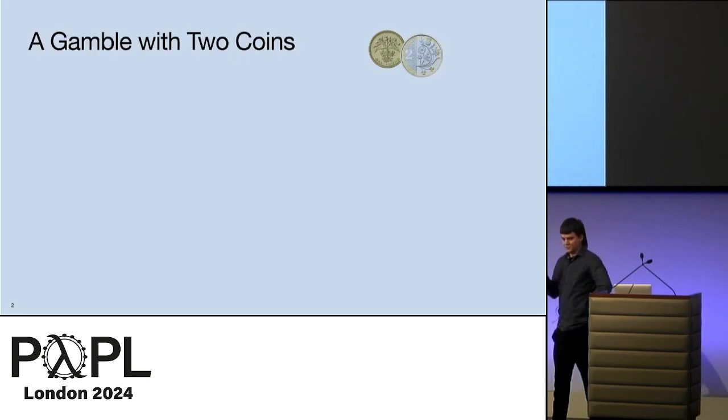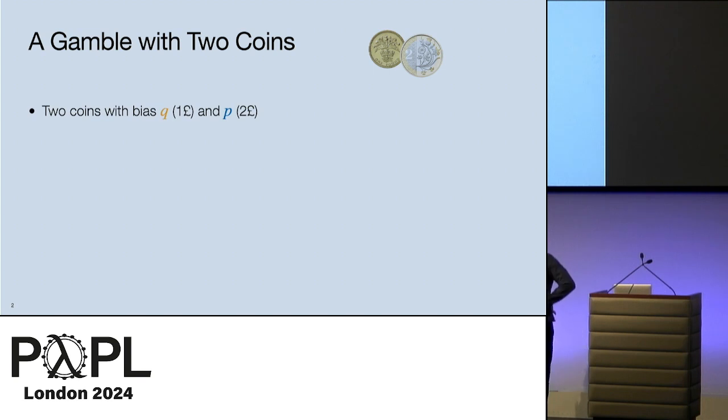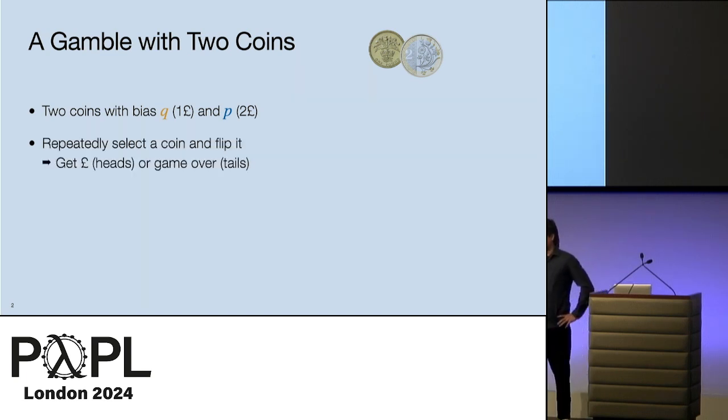To begin, I would like you to think of this simple gambling game. Suppose we have two coins, such as this 1 and 2 pound coin here. But these are not regular coins, they are biased, they are tricked. They come up heads with probability, say, Q for the 1 pound coin and P for the 2 pound coin. And now the game is as follows. We repeatedly select one of these two coins and flip it. If heads comes up, we get the number of pounds on the coin. Otherwise, if tails comes up, we immediately lose this game.